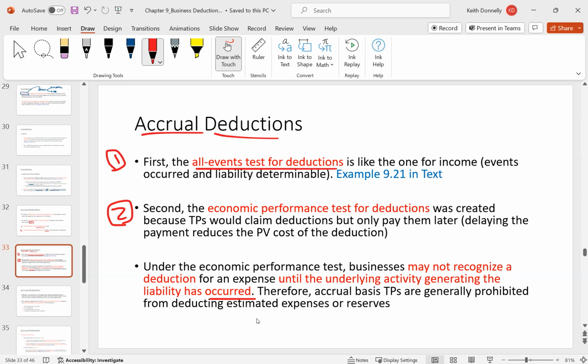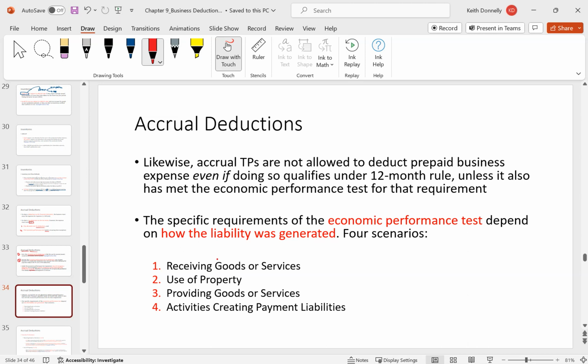So what's the upshot of this? Well, accrual basis taxpayers are generally going to be prohibited from deducting estimated expenses or revenues. Likewise, be aware that accrual basis taxpayers are not allowed to deduct prepaid business expenses, even if doing so qualifies under the 12-month rule, unless it also has met the economic performance test. So let's look at this more specifically. The specific requirements of economic performance depend on how the liability was generated.